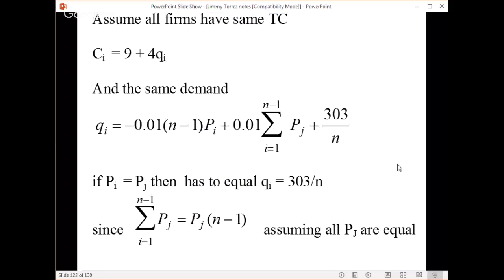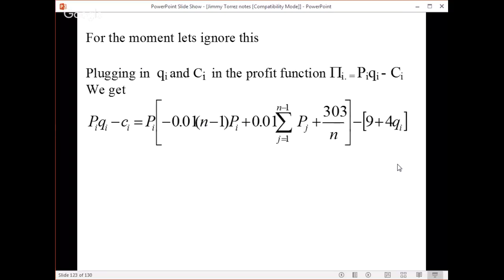So all these PJs are different prices for different competitors in my product group. If PI equals PJ, then the summation of PJ is simply PJ times n minus 1, assuming all the PJs are equal. And of course, if that's true, this, which has a negative sign, plus this, they cancel out, and I'm left with QI equals 303 over n. But that's not interesting. I want to know what happens as we compete, not as we have the same price.